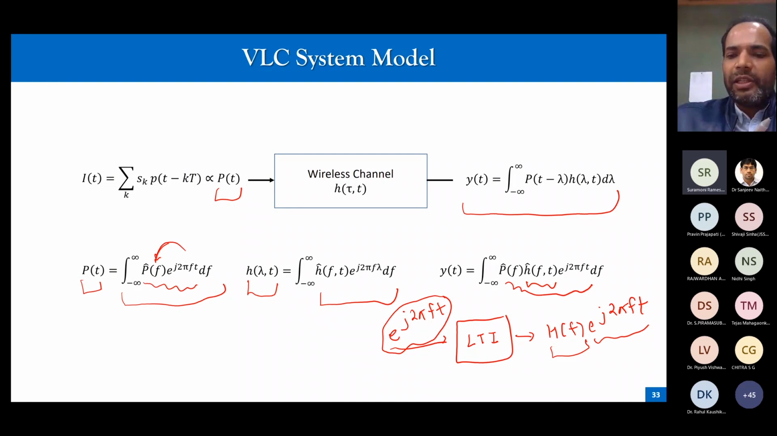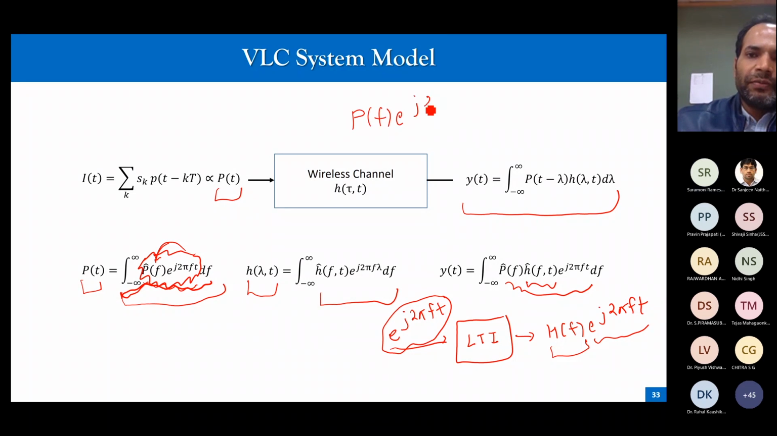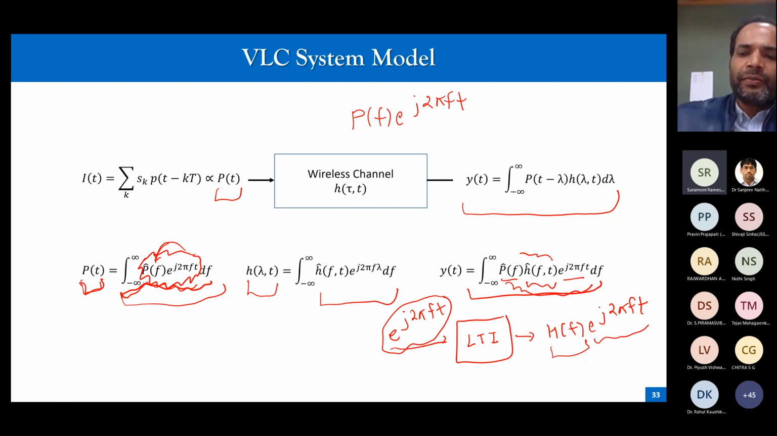Similarly here, everything remains exactly the same. If we give this as an input to my system, then for every such quantity, my output is hft multiplied by this quantity. So this input, this PT, will lead to this output. Everything remains almost the same here.